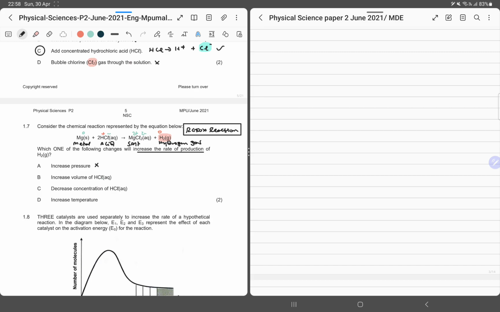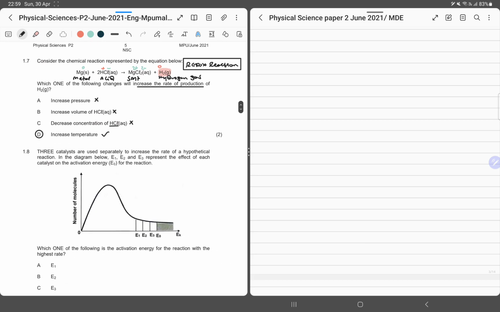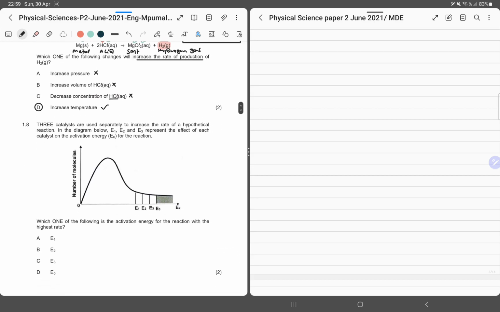Increase the volume. Okay, volume never affects the reaction rate. Decrease the concentration of HCl. Now if we decrease the concentration of HCl, we would essentially decrease the rate of reaction. So that would not actually increase the rate of production. It decreases the rate of reaction instead. Now if we increase temperature, most definitely we will increase the rate of the reaction. So basically this is an easy reaction rate related question.